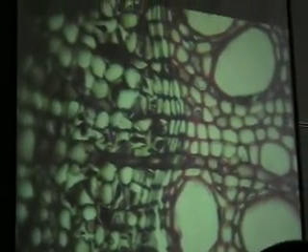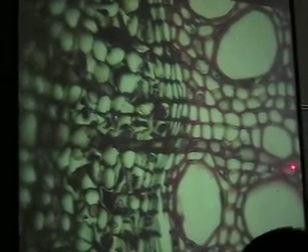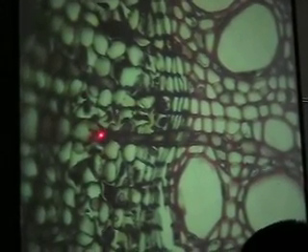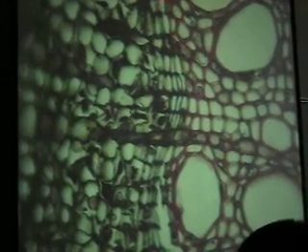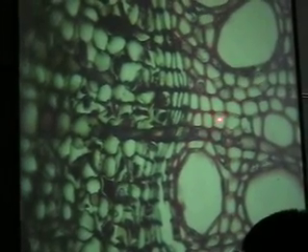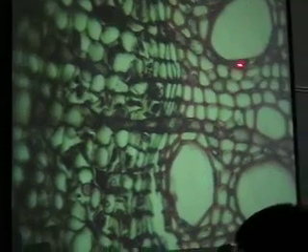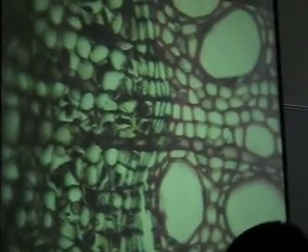Okay, 40x power. Better slide. Ray, xylem ray, phloem ray. See the vascular cambium? Little brick-shaped cells right here. Vessel, vessel, vessel. These are tracheids. So tracheids and vessels. If you see some with cytoplasm, that would be a parenchyma cell.